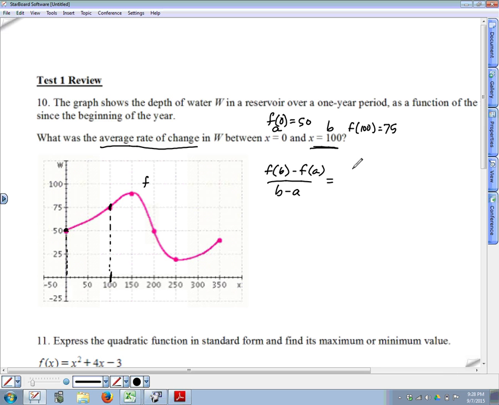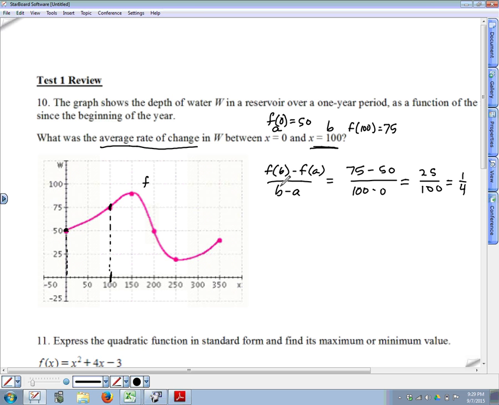So we have f of b, which was 75, minus f of a, which is 50, all over b minus a. 75 subtract 50 is 25. 100 subtract 0 is 100. 25 divided by 100 is 1/4.